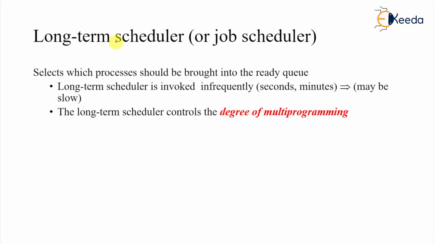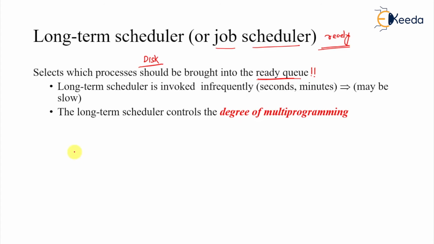Now the long-term scheduler, or the job scheduler. The short-term scheduler makes the selection from the ready queue of who will run next on the CPU, whereas the long-term scheduler's job is to select the process from disk, from the hard disk. It selects which process should be brought into the ready queue. So that is the idea, who will be brought into the ready queue.